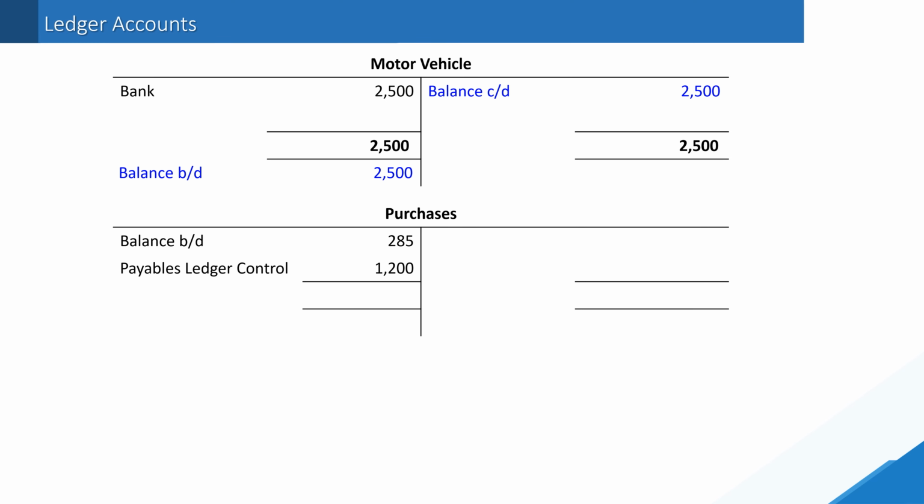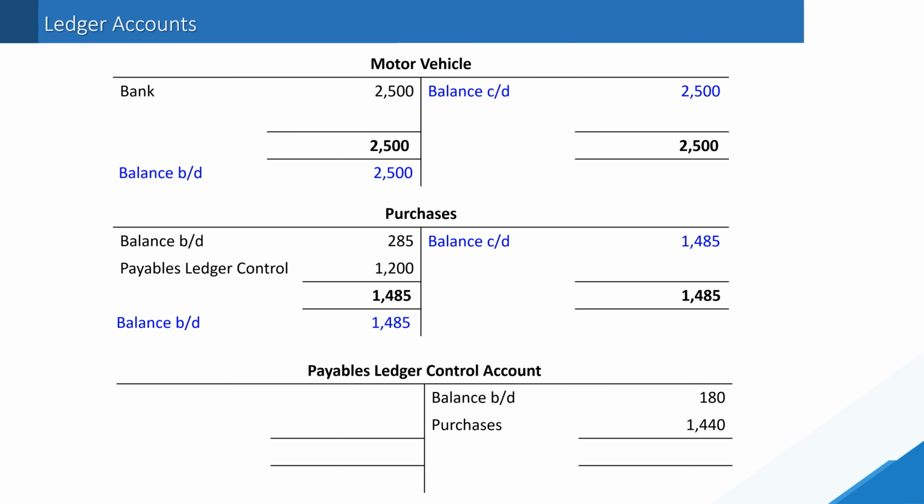The steps that we follow, step 1, is we find the totals of both the debit and the credit side. We find the difference and place that difference on the smallest side of the account. Two totals of £1,485 and a balance brought down at the start of the next period of £1,485. The last account on this slide is our Payables ledger control account, which deals with credit purchases.